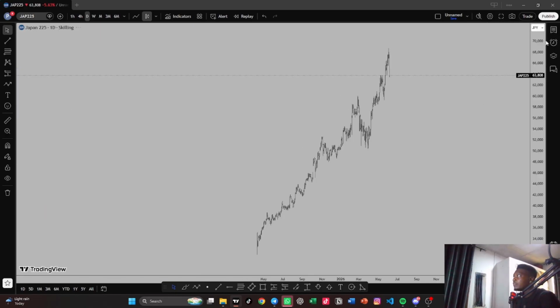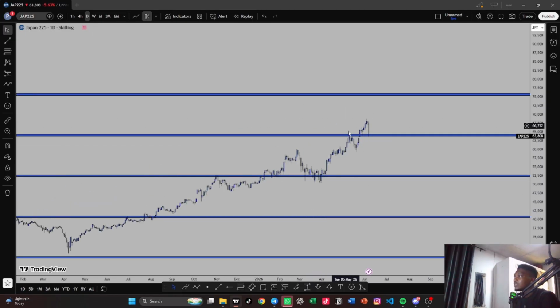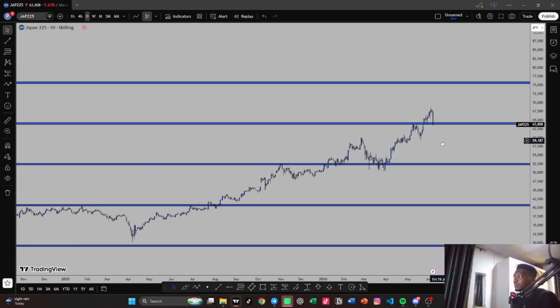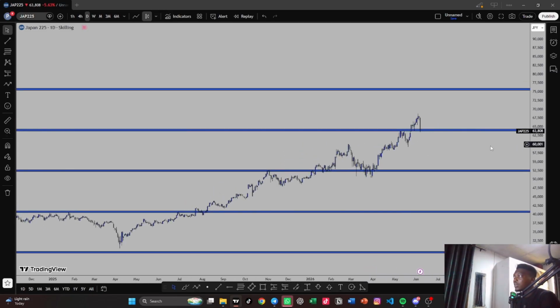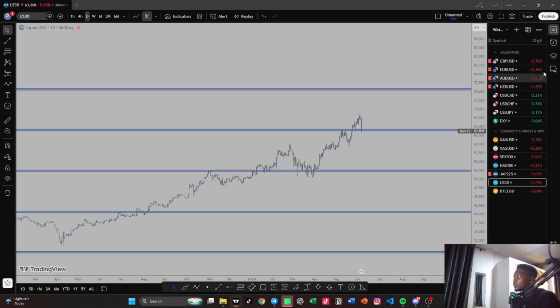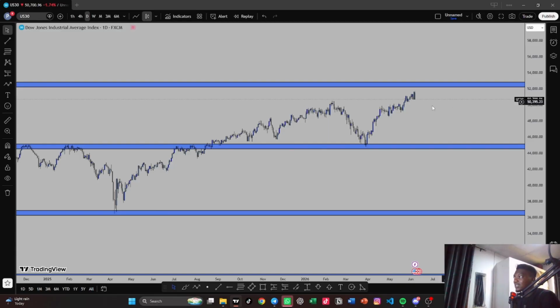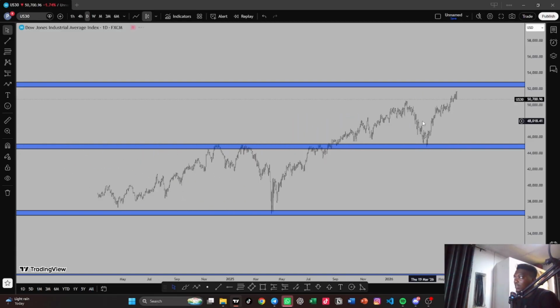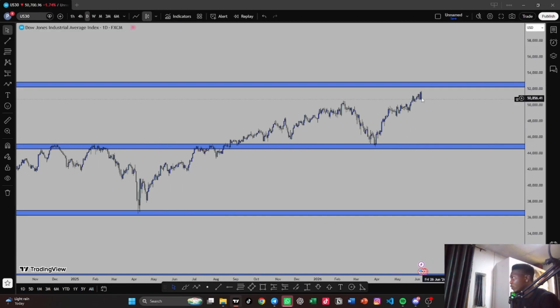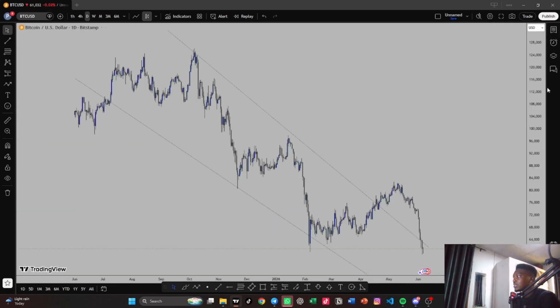Japan 225, similar thing, retracement, and we expect, you can see it. In fact, this is already sitting at my major level, so let me asterisk this, I'll be looking for a bullish movement on this. US30, this is currently sitting in the middle of nowhere, not at any key level, so I'll be looking away on US30.